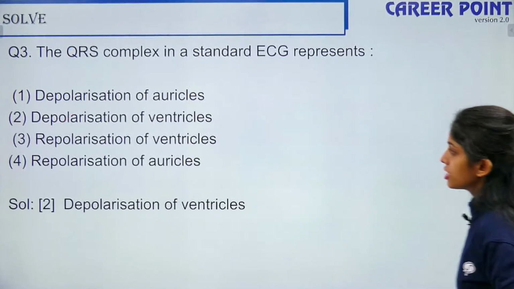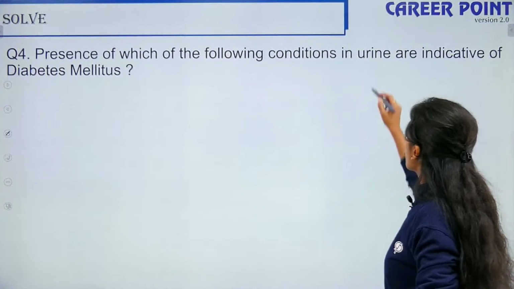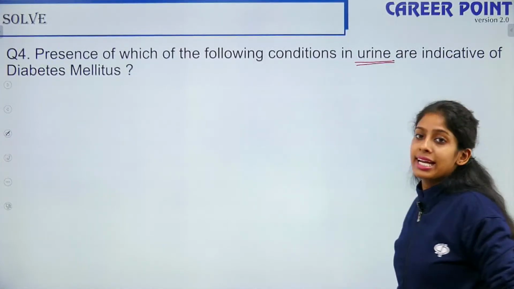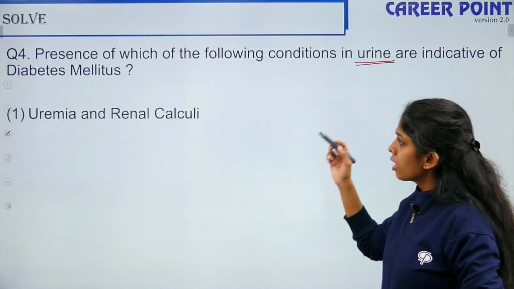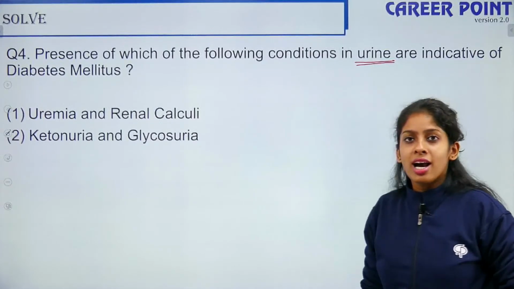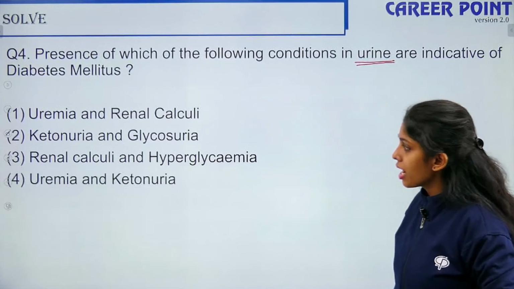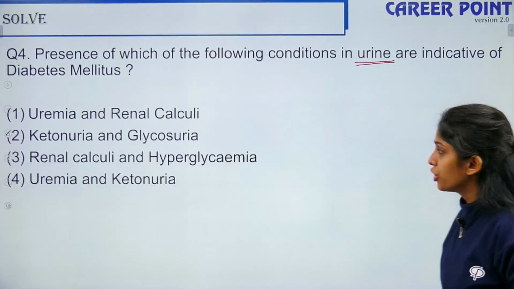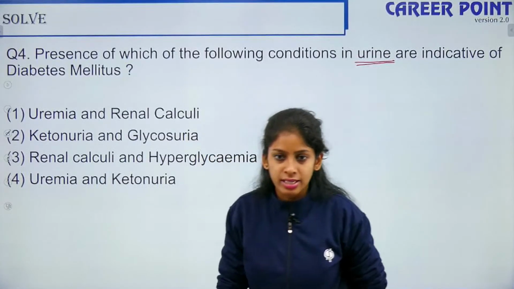Okay, so the answer is B. So question 4. So the presence of which of the following conditions in urine are indicative of diabetes mellitus? Okay. Uremia, renal calculi, ketonuria, glycosuria, renal calculi, hyperglycemia, uremia and ketonuria. So when do you say the condition is diabetes mellitus?